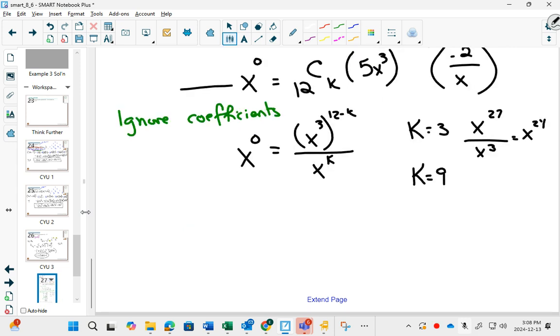So let's say if we tried 9, you would get x to the 9 on the bottom. 12 minus 9 is 3, and I get x to the 9 on the top. Oh, look at that. They'd all cancel out and you get 1. So I'm not even going to do the algebra because we already figured out that k has to be 9. Now, which term do we want to find? K is 9. We need to find term 10.